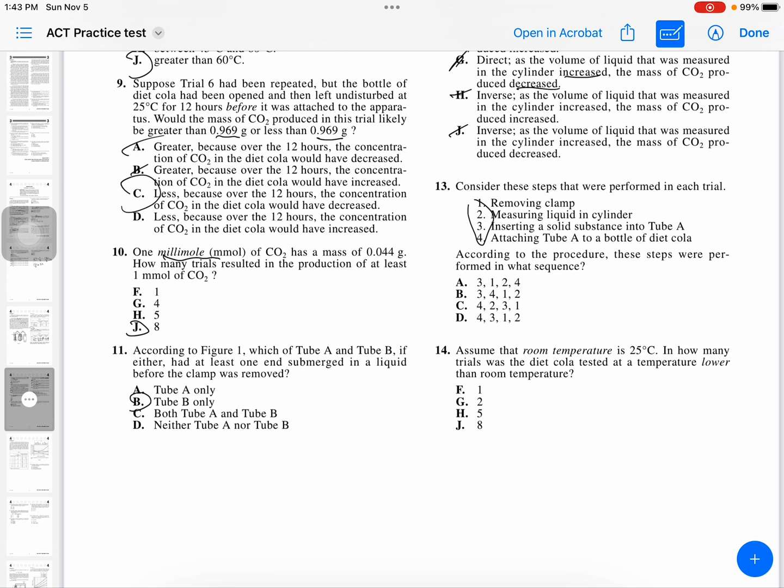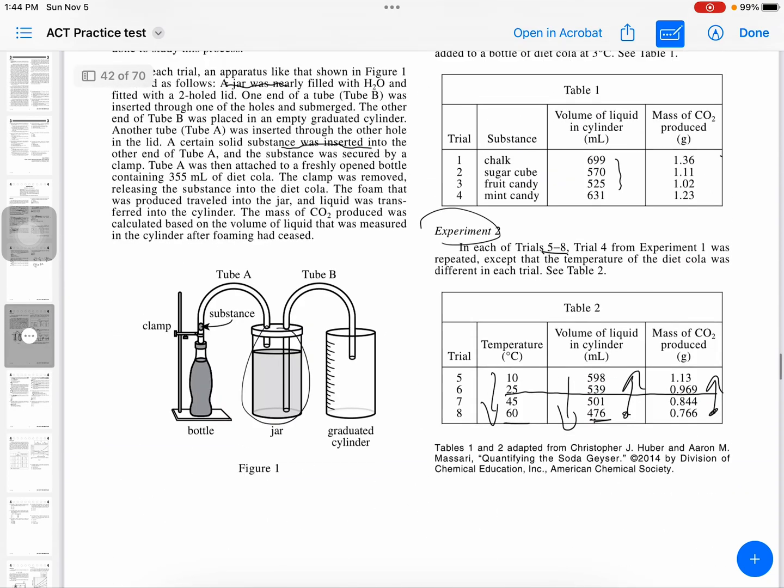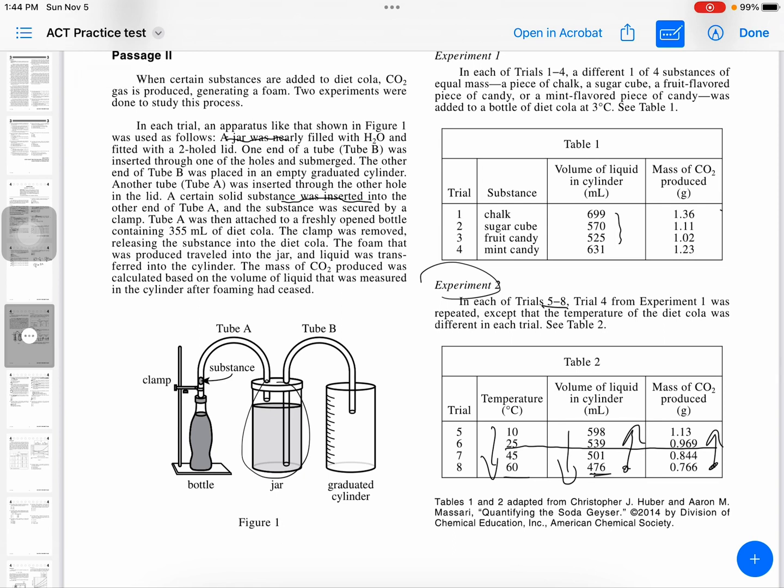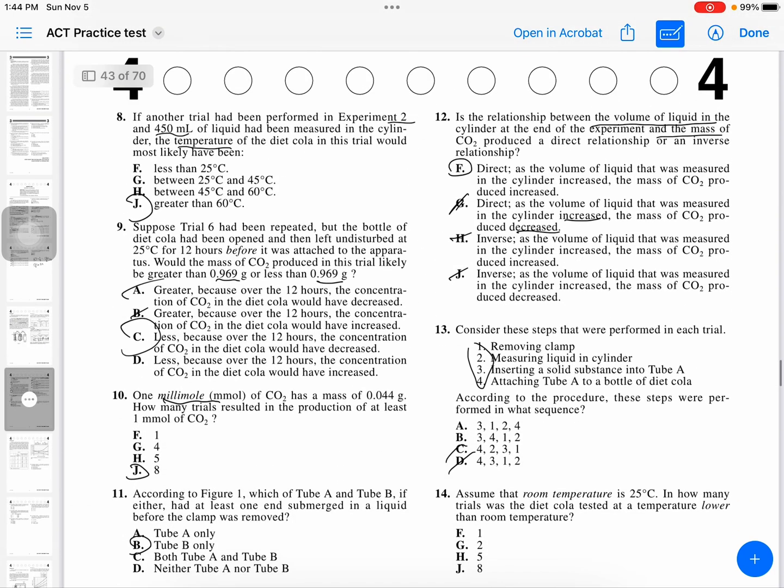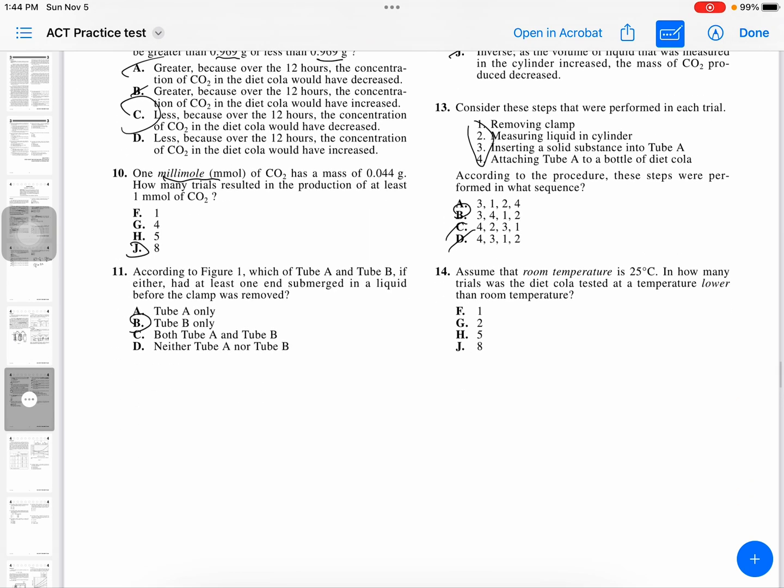Okay, so it's going to go 3, and then what's after that? Either 4 or 1. 4, 1, attaching the tube, removing the clamp. So they insert the solid substance in there, and the substance was secured by a clamp. The clamp is next, which gives us B. Assume that room temperature is 25 degrees Celsius.